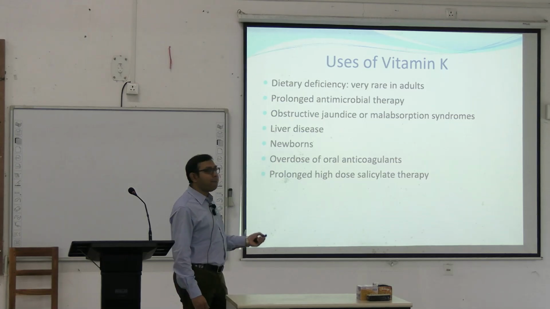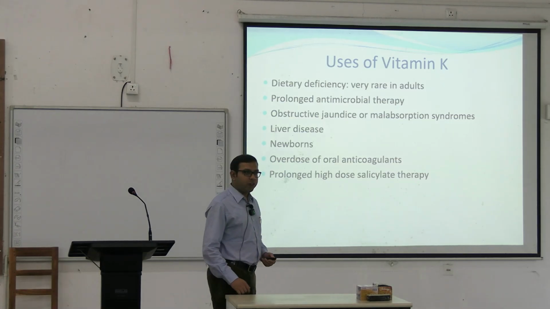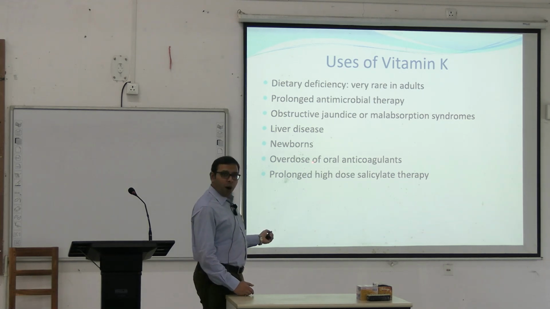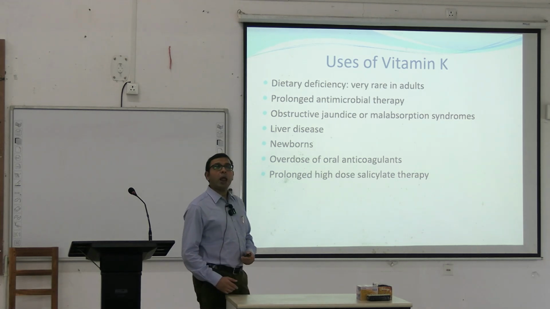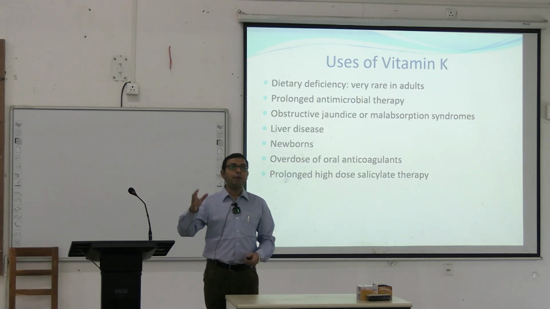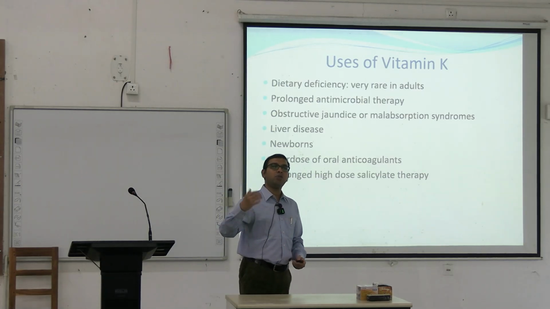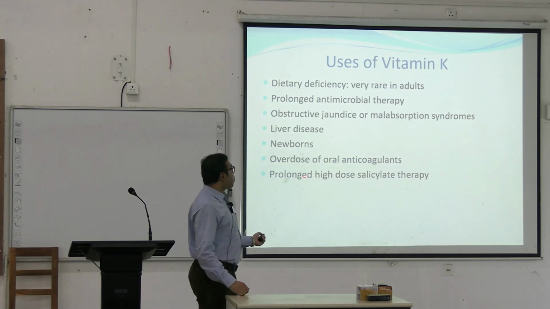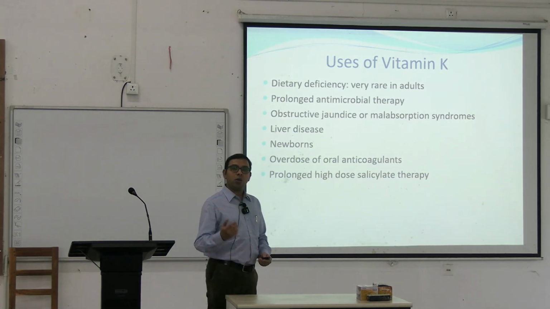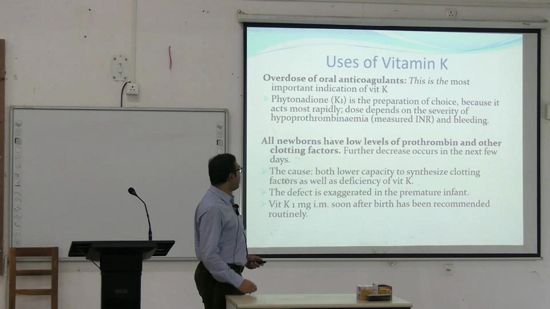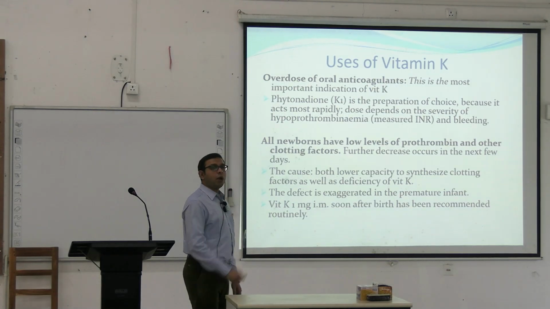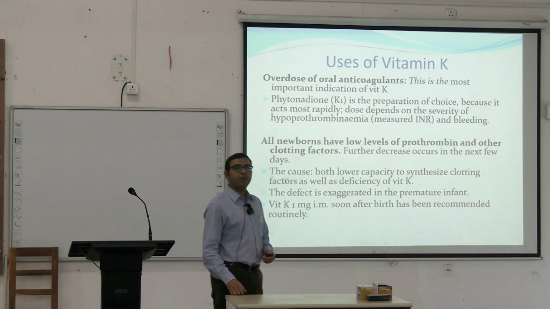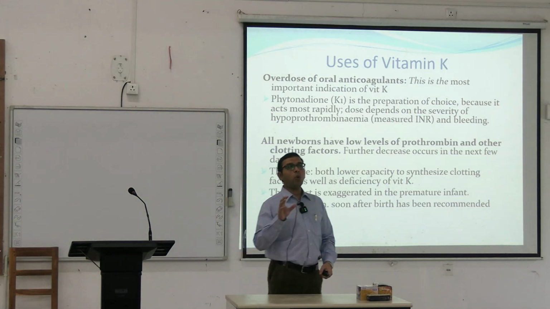Obstructive jaundice or some malabsorption syndrome, we have to use the vitamin K. Different types of liver disease, newborn babies, overdose of the oral anticoagulant, we will discuss this later. Because with oral anticoagulants, if there is overdose, we have to use the vitamin K to replenish it. Prolonged high dose salicylate therapy also decreases the vitamin K level. So overdose of the oral anticoagulants may happen. This is one of the most important indications of the vitamin K. We will discuss later about the oral anticoagulants.